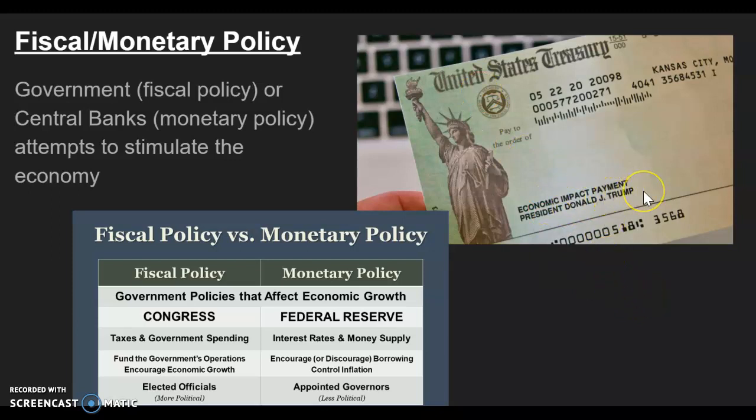So this one says Donald J. Trump, but also Joe Biden. I think he's the one who made the third stimulus. I forget who. I think it was Trump for the first 2 checks, and then Joe Biden made the decision on the last one.